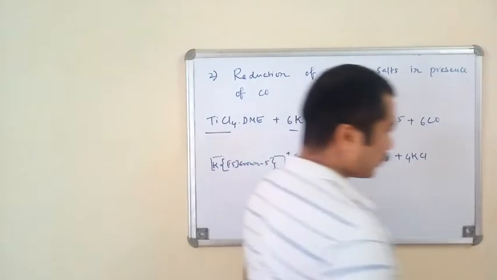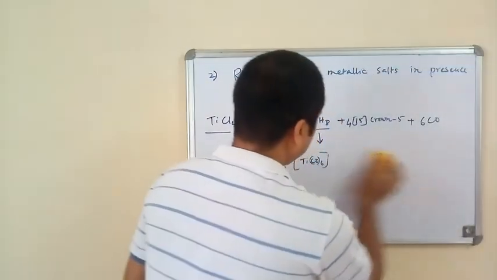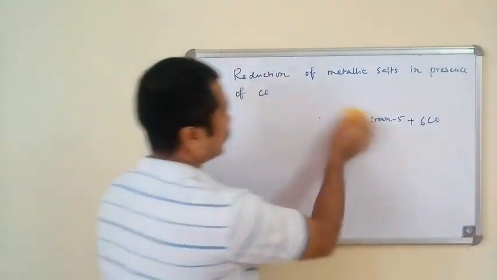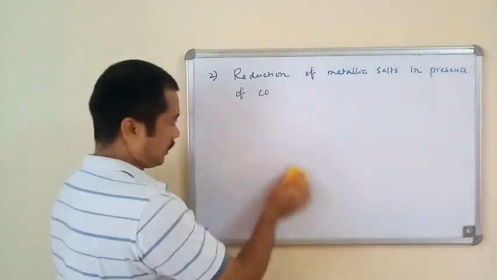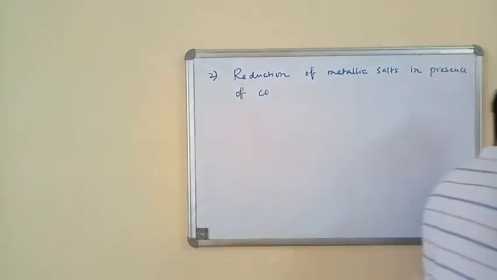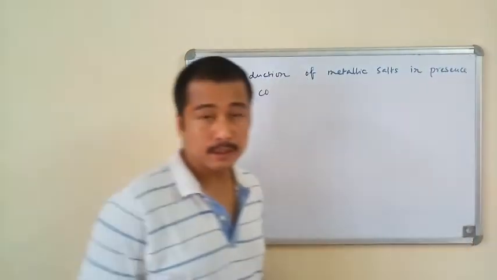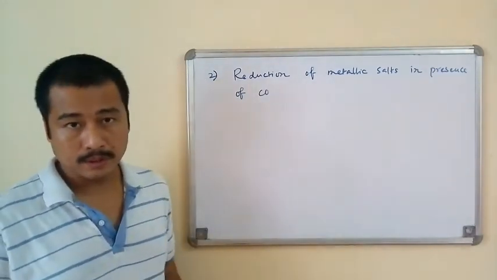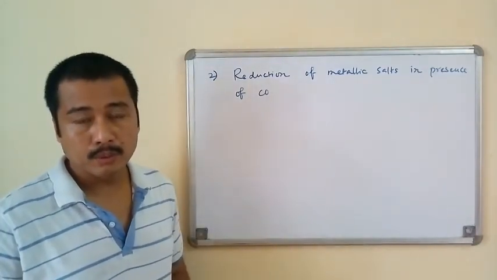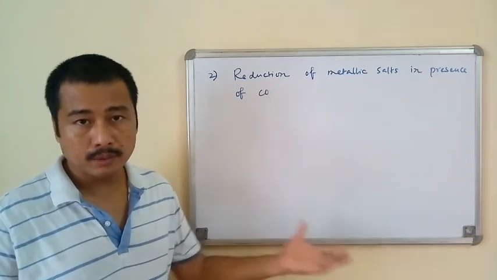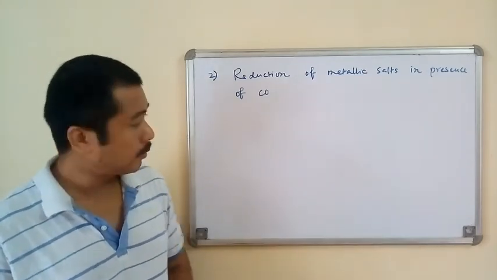One can also use the less reactive, less violent congener of potassium, that is sodium, as the reducing agent to reduce certain metallic salts, and then react the same with carbon monoxide to result in metal carbonyl complexes.